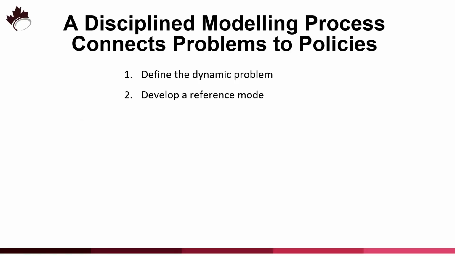of the important aspects of the problem. And then we develop a dynamic hypothesis to explain that reference mode based on feedback. So that's a causal loop diagram.